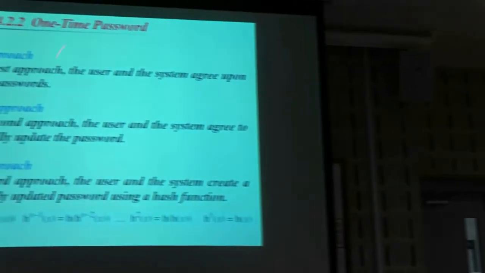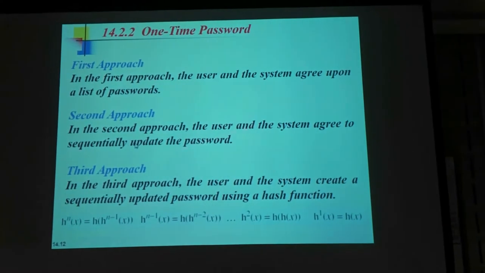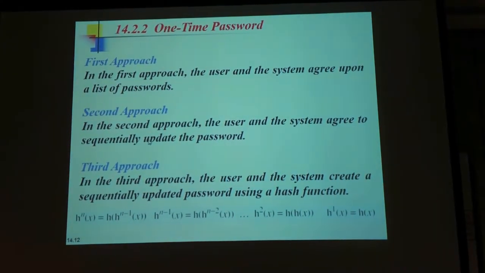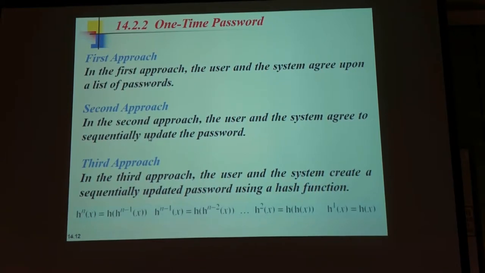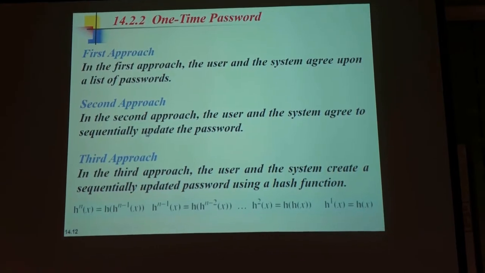So in the first approach, the user and the system agree upon a list of passwords. All right? So, 100 passwords. So the first time we log in, we use password number one. Second time, number two. It's not practical, right? To agree, you have to find a mechanism to have an agreement on the passwords and the number of passwords. And no matter how many you have, they will run out, right? So that's the first approach.